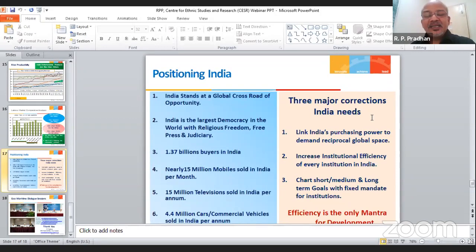Nearly 15 million mobiles get sold every month in India. Every month, close to 15 million mobiles. And Sri Lanka's population is roughly about 20 million. 15 million televisions get sold in India per annum. 4.4 million commercial vehicles get sold per annum also.